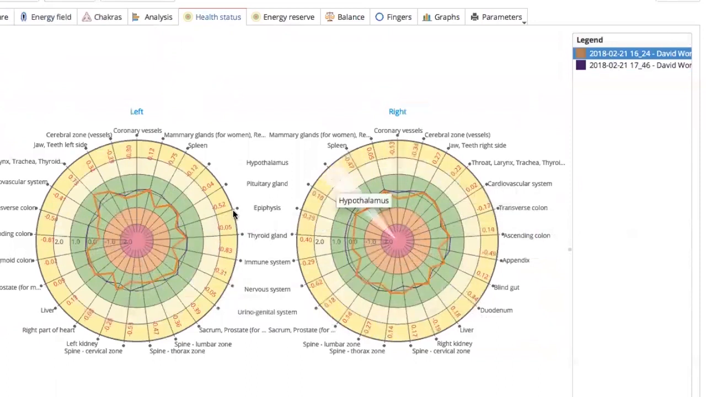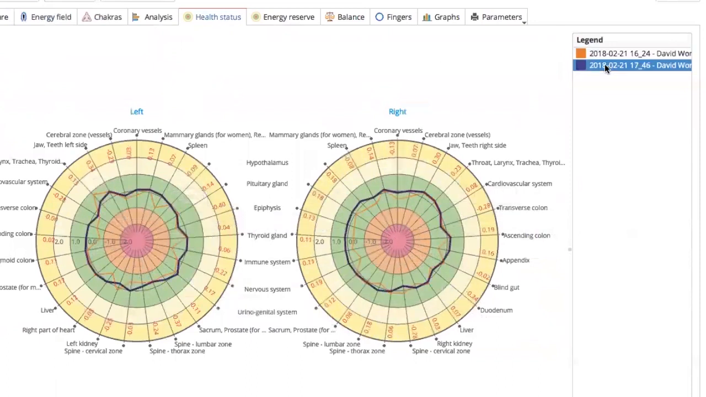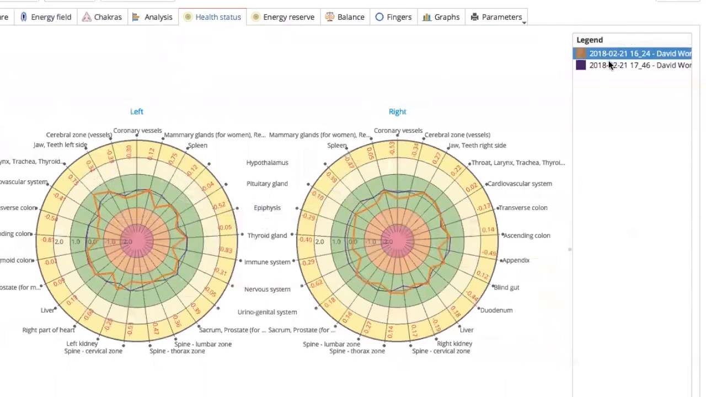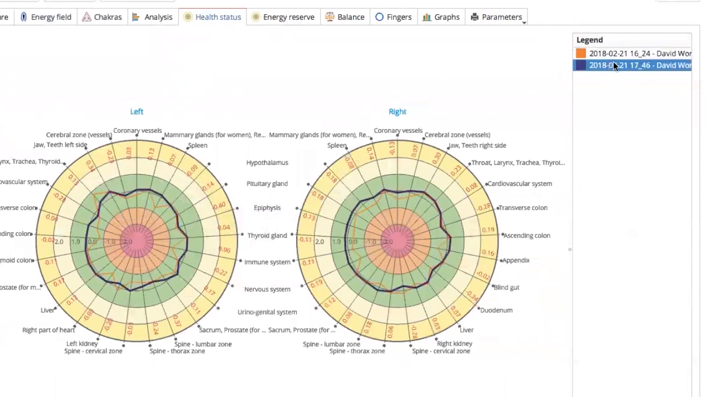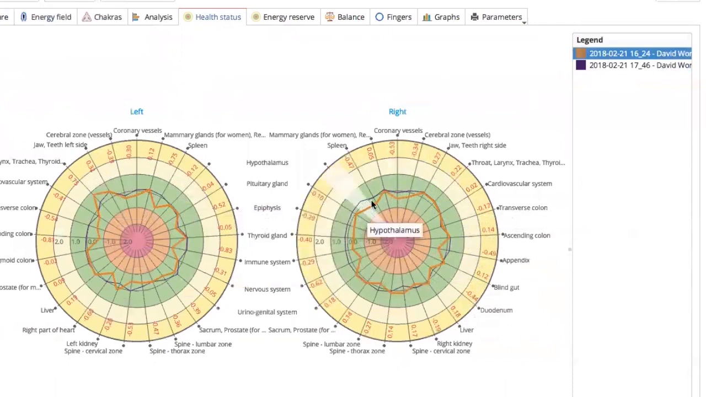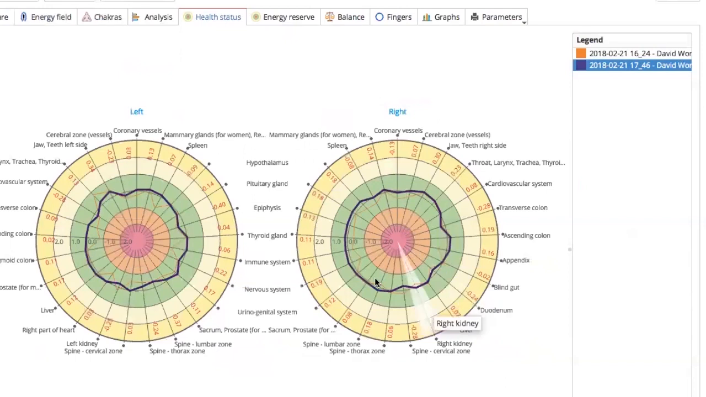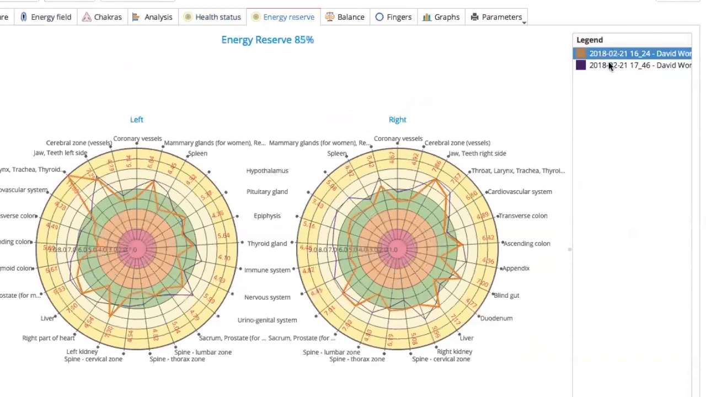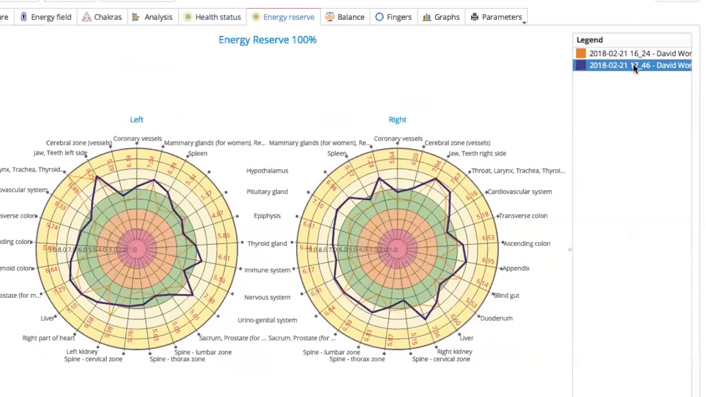Let's take a look at this. On the left side is before, and this is after. So you can see how it became more round. The rounder it is, the better. This means that your organs are more balanced. And the right side looks very good here. Before it was less than optimal on this side, but after the session it was very optimal, almost a perfect circle. My energy level went up. Before it was 85%, and then it went up to 100% energy level reserve, which is great.